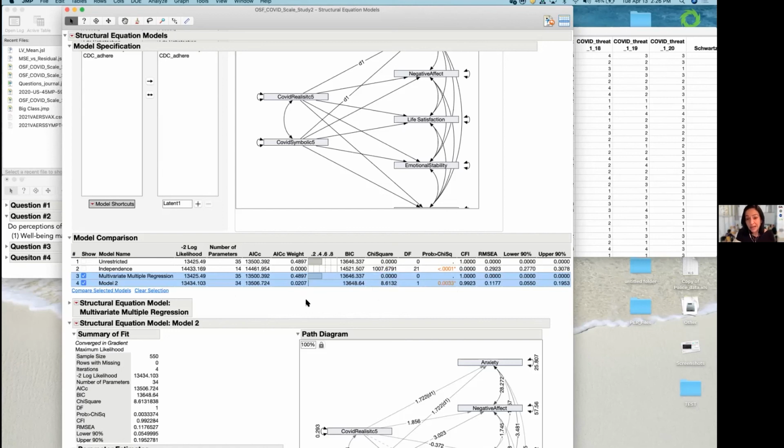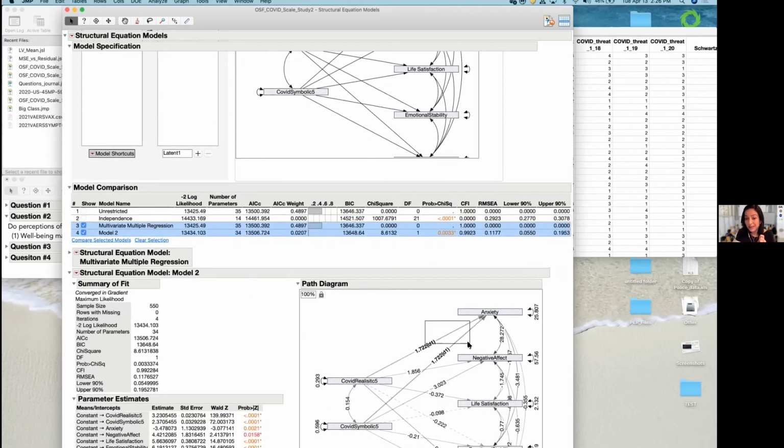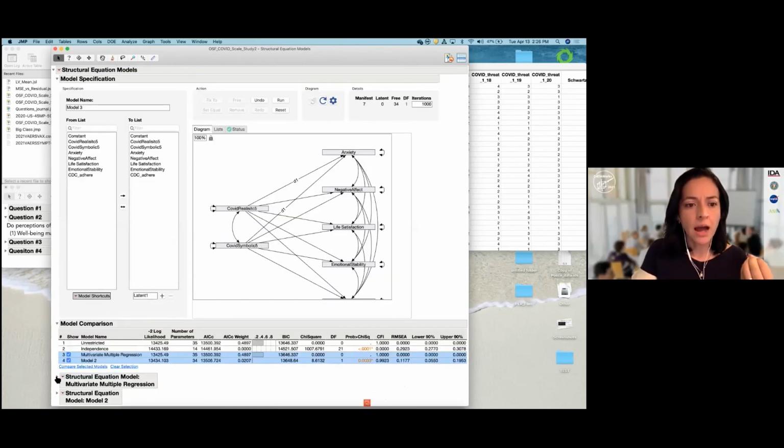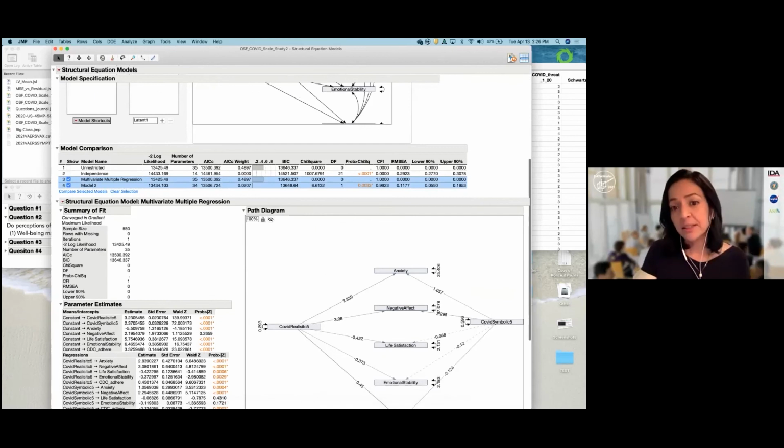So what this implies is that the model where the constraints of equality were placed, those constraints are increasing the misfit of our model in a statistically significant way. Therefore, we're able to say this model does not fit as well as the other one, so I'm going to trust this model best. And I'm able to say now that the effect that realistic threat has on anxiety is significantly larger than the effect that symbolic threat has on anxiety.